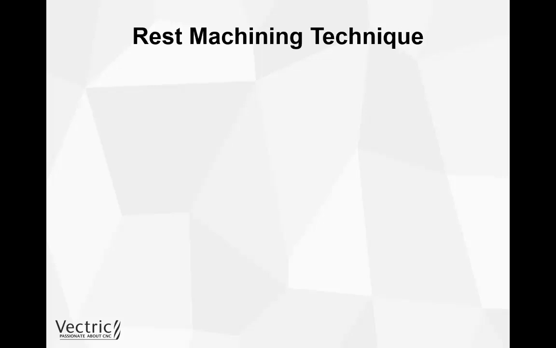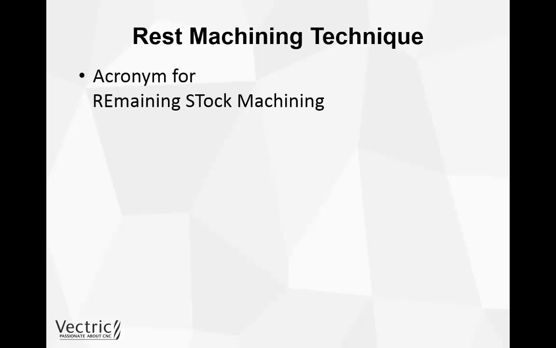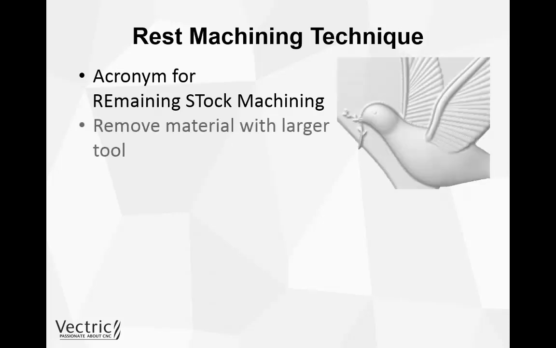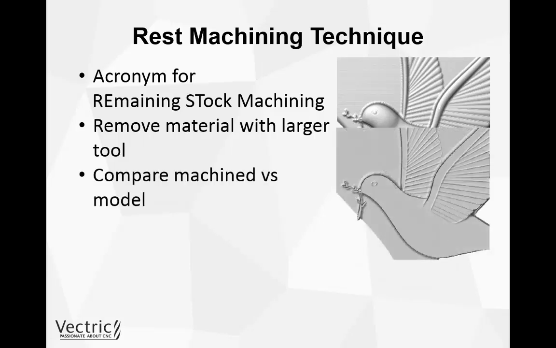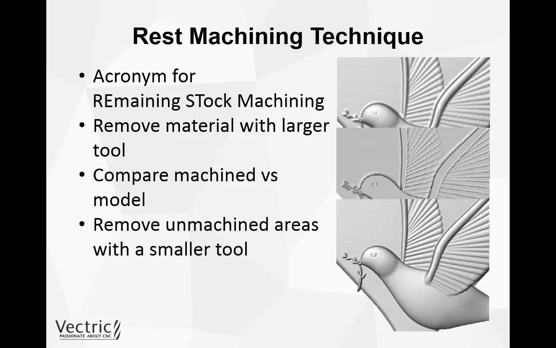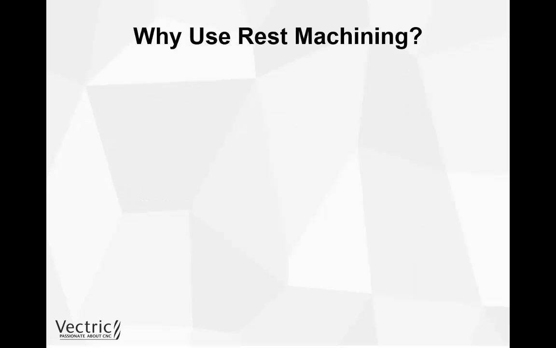So, REST machining. REST machining is an acronym for remaining stock machining. It is the process where we remove the majority of the material first with a larger tool. We then compare the machine model versus the model we actually wanted to machine. And then we create a toolpath which removes all those unmachined areas with a smaller tool.